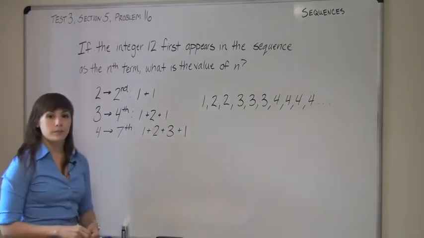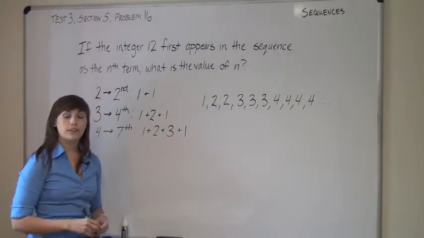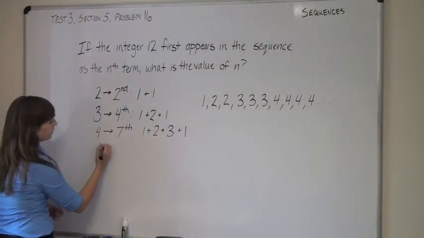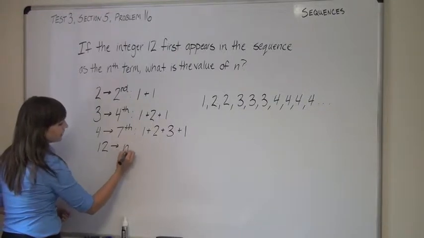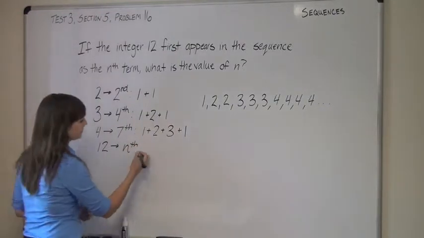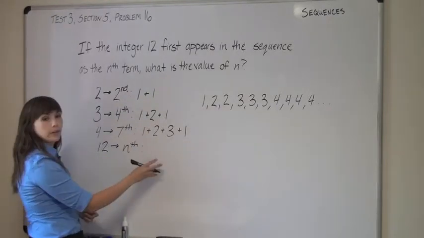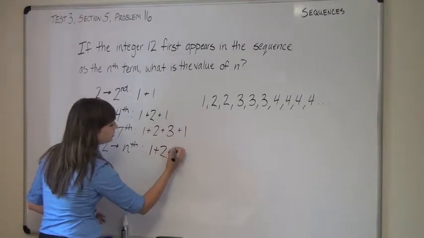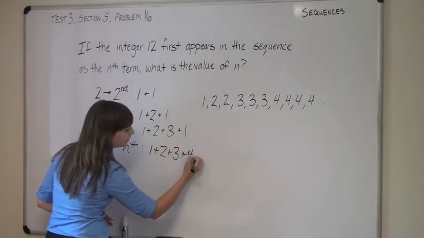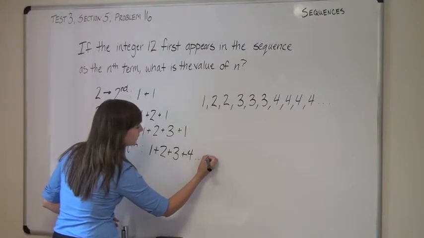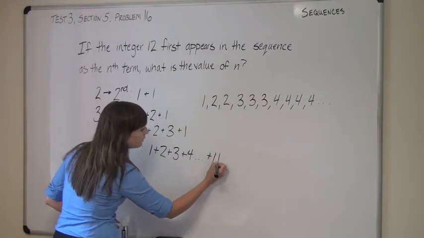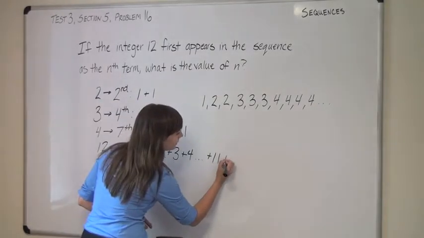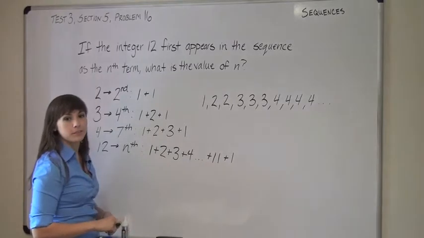So you can probably see the pattern that I'm starting to develop here. And now you can extrapolate that to find out when the integer 12 is going to first appear. 12 is going to first appear as the nth term. That's what we're solving for. And if you just extrapolate from this pattern, you'll see that n is going to be equal to 1 plus 2 plus 3 plus 4 all the way until we get to plus 11. And then, of course, don't forget to tack that extra 1 on. So that's the first term that's going to be a 12.